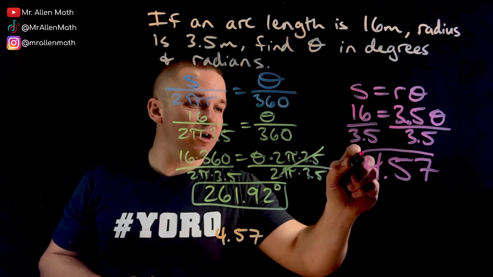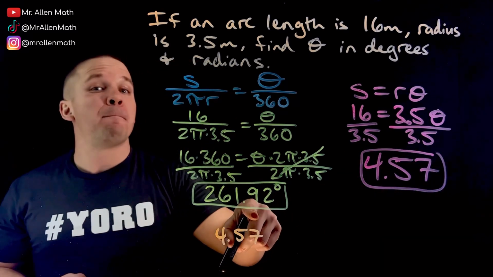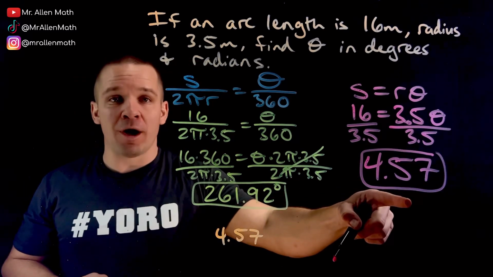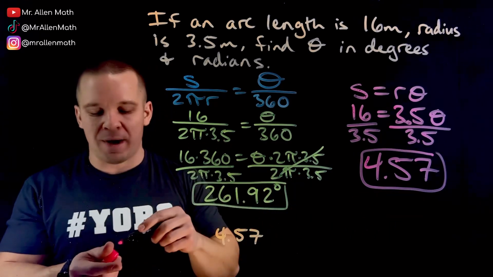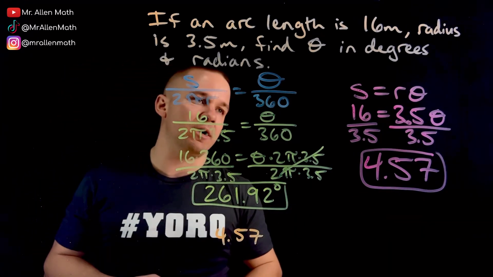That's dope. So we learned how to convert here, right? I multiplied by pi over 180. And if I want to go back the other way, I multiply by 180 over pi, and we get back to that 261.92. That's dope.